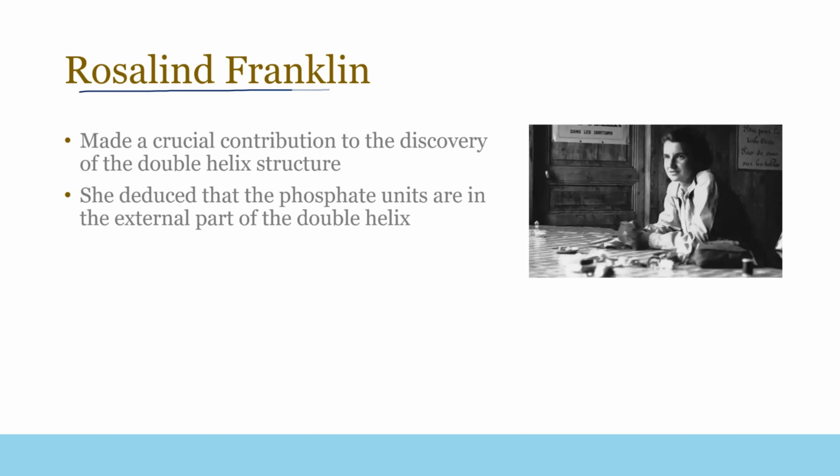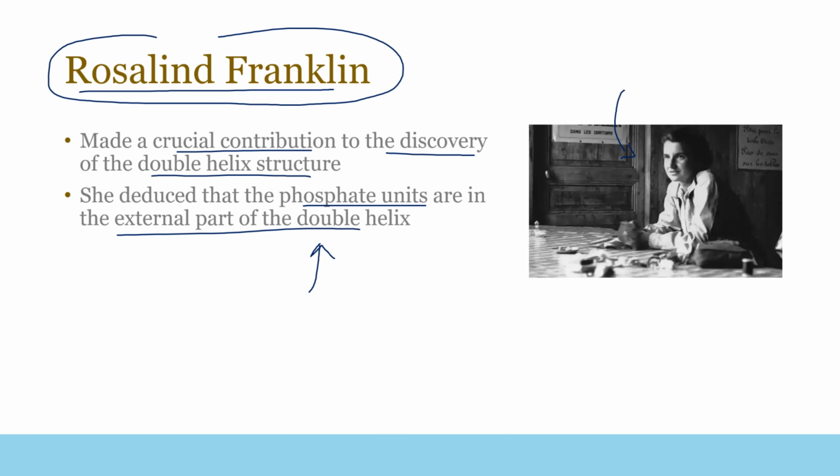Let's talk about Rosalind Franklin. She made a crucial contribution to the discovery of the double helix structure. And what she deduced is that the phosphate units are in the external part of the double helix. And so when we talk about the Watson and Crick model, we have to remember the contributions of Rosalind Franklin, who deduced this important fact.